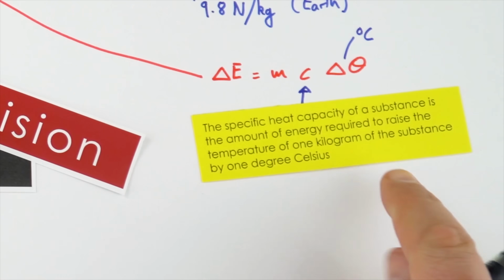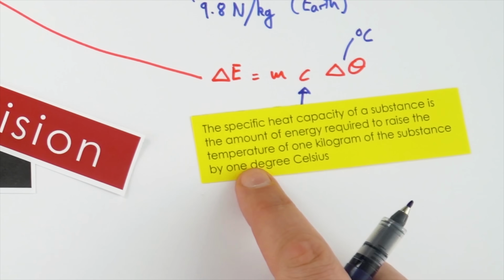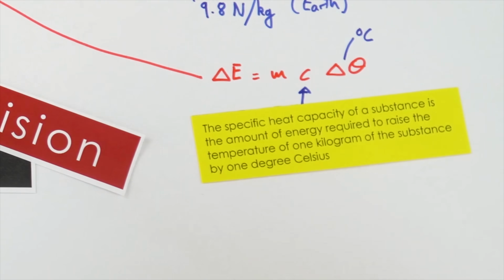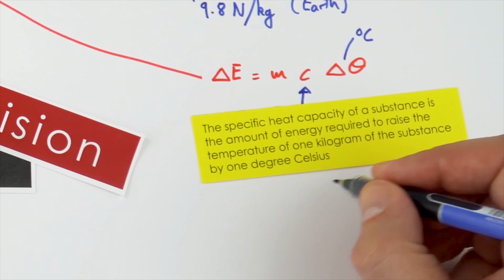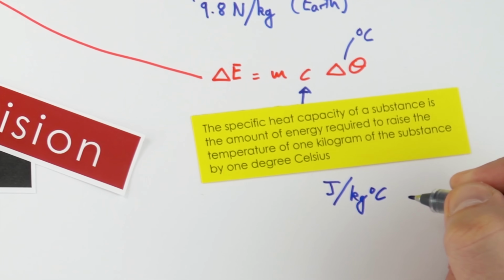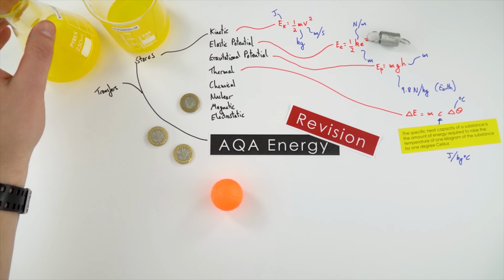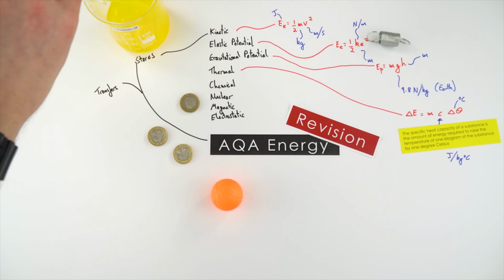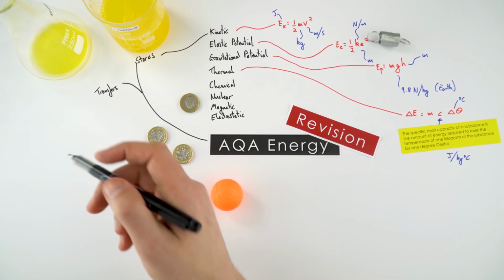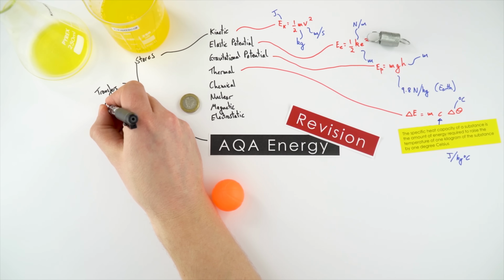And this is the amount of energy required to raise the temperature of 1 kilogram of a substance by 1 degree Celsius. So that means the unit for this is joules per kilogram per degree Celsius. So we have these different stores of energy, but what we can now consider is the different ways that energy is transferred from one store to the other.